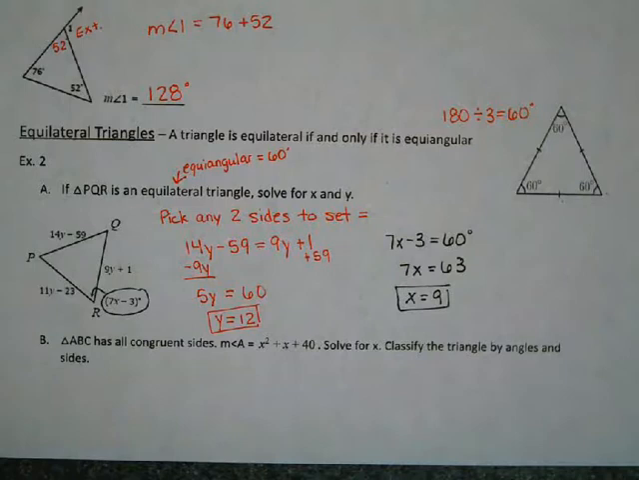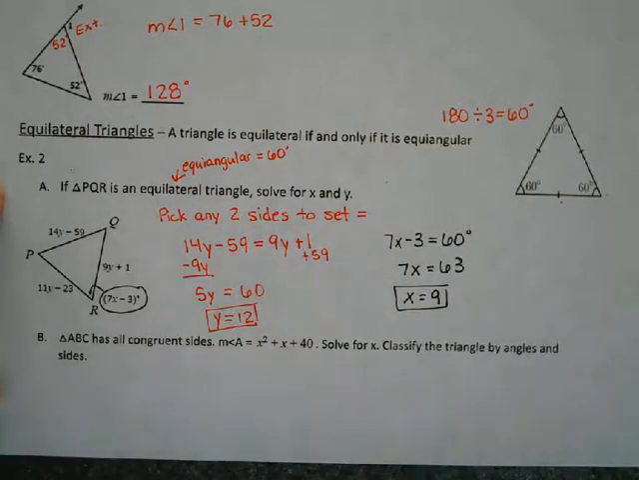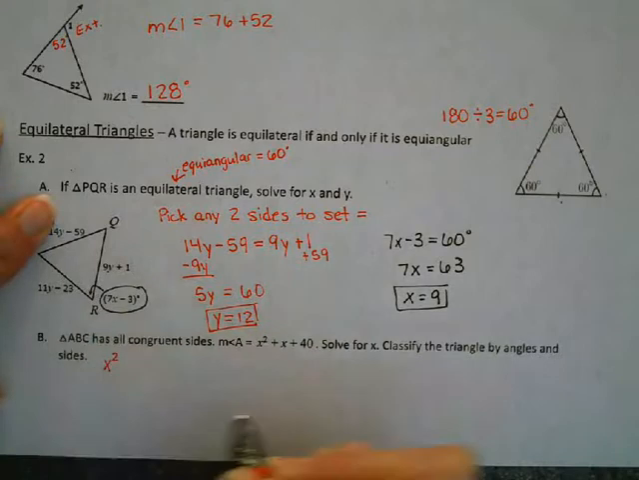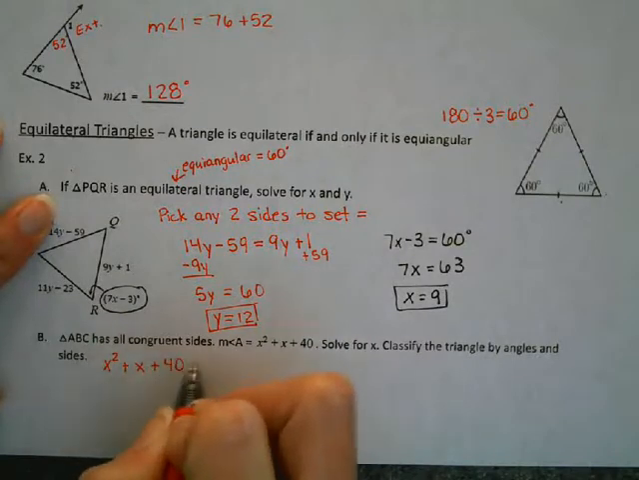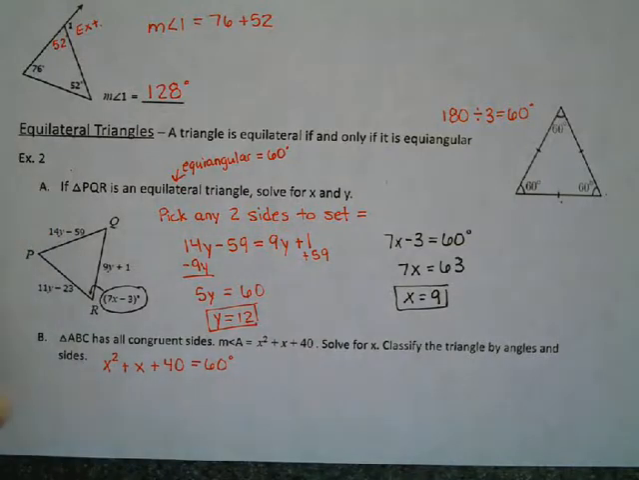Now it says, triangle ABC has all congruent sides, meaning equilateral and equiangular. The measure of angle A equals that. Solve for x. So if it has all congruent sides, we know that the angle is going to equal 60 degrees. All angles equal 60 degrees in an equilateral triangle.